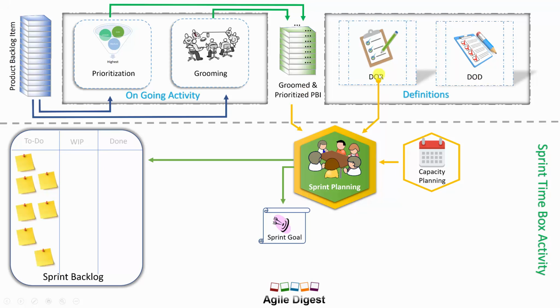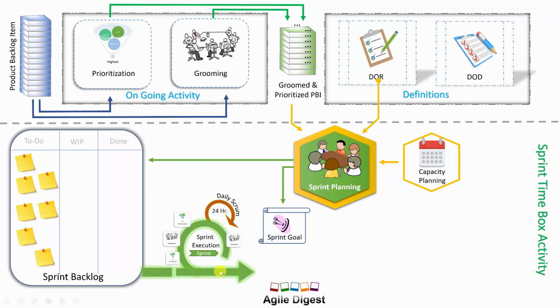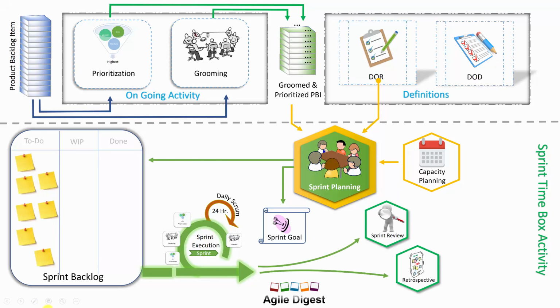So we take 3 inputs, groomed and prioritized backlog, the definition of ready, and capacity planning, we do sprint planning, and this is the output. And the rest, you then do your normal day-to-day daily stand-up and sprint execution, and then you go to the sprint review, and you do your retrospective. So your sprint review takes inputs from the sprint goal and definition of done, and finally makes the potentially shippable product. So that's what the Scrum life cycle is.